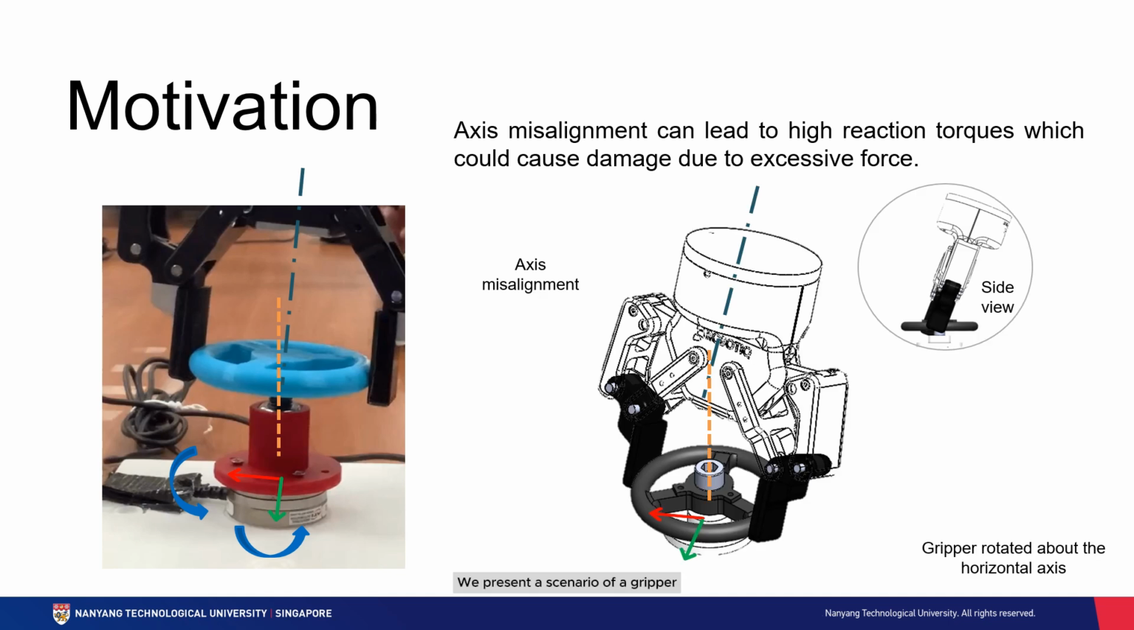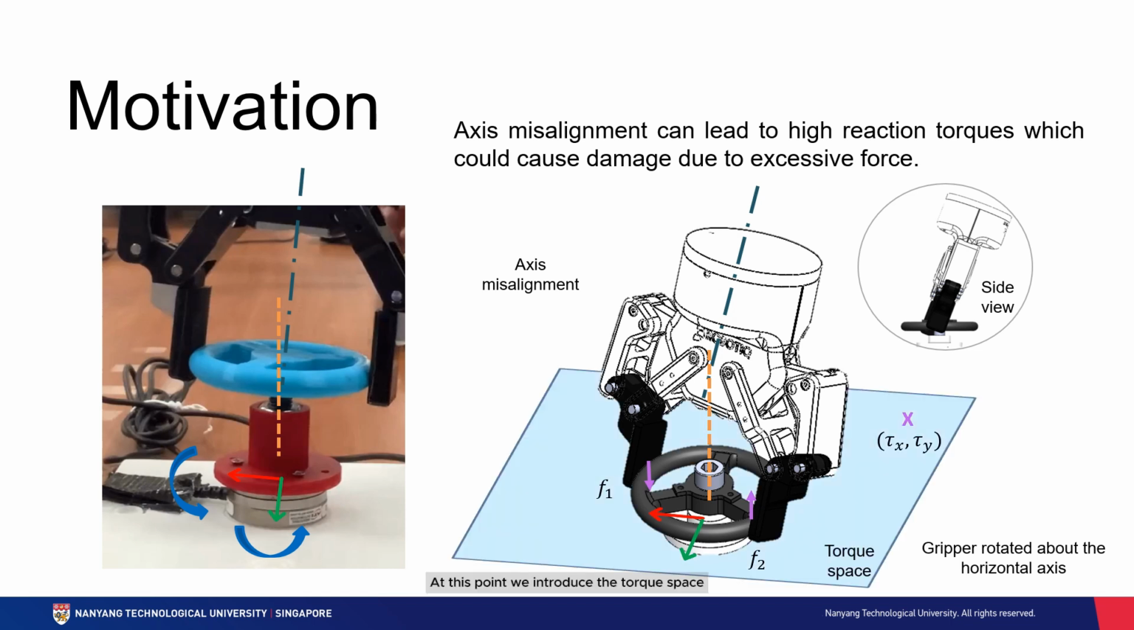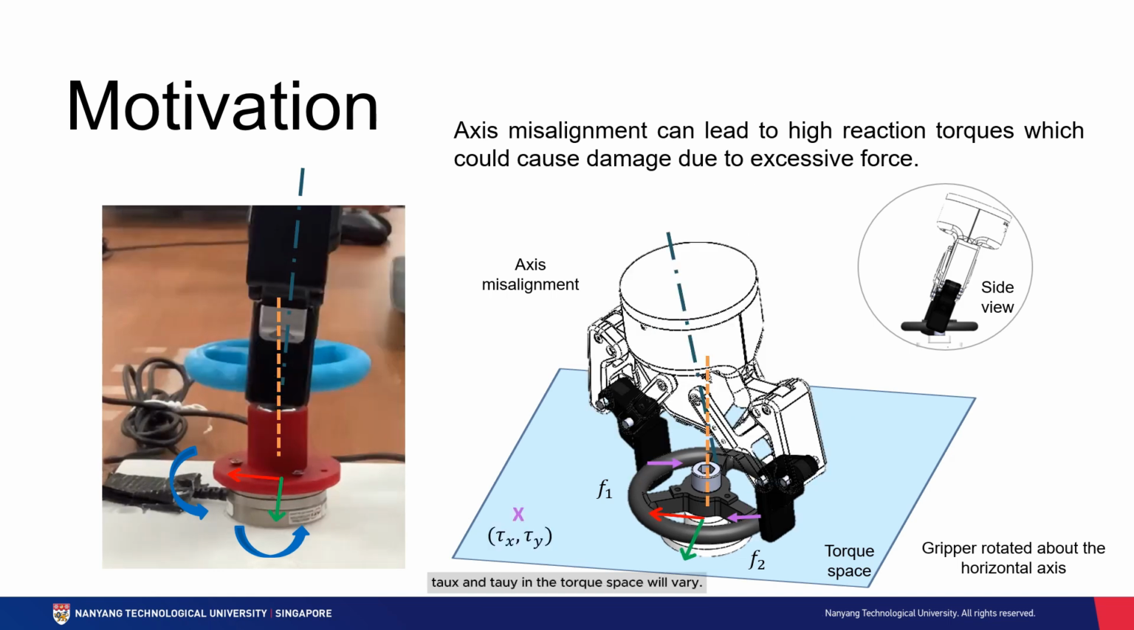We present a scenario of a gripper rotated about the horizontal axis with contact forces F1 and F2. The reaction torques at the base of the valve, in terms of tau x and tau y, are produced as a result of these contact forces. At this point, we introduce the torque space, which will contain the axis misalignment information in terms of the reaction torques. As the misalignment varies, tau x and tau y in the torque space will vary.